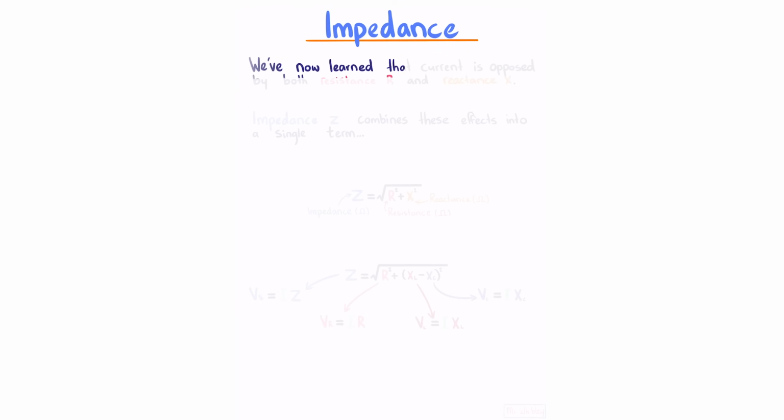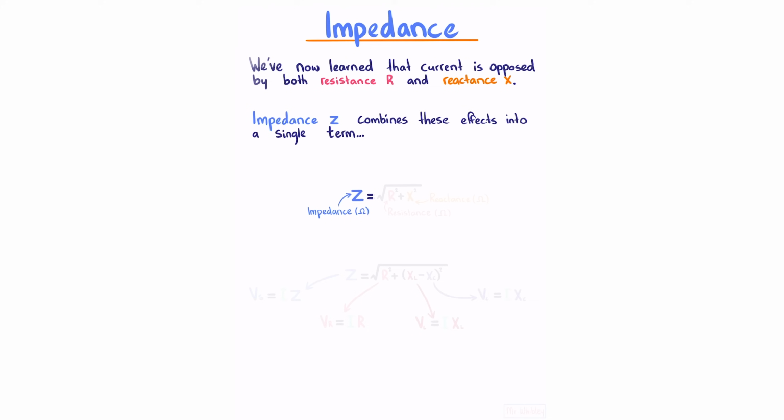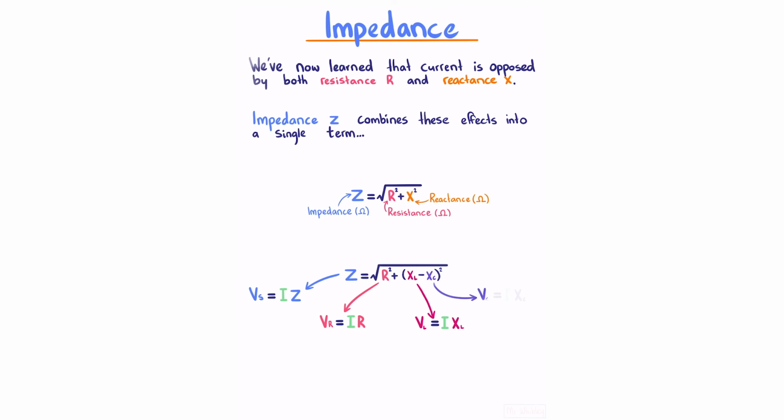Impedance. We have now learned that current is opposed by both resistance and reactance. Impedance combines these effects into a single term. Our impedance, given the symbol Z, is equal to the square root of our resistance squared plus our reactance squared. Because our inductor reactance and capacitor reactance are in opposite directions, our reactance is equal to XL minus XC, allowing us to make this substitution. Putting these terms into further context, our source voltage is our current times impedance, our resistor voltage is our current times our resistance, inductor voltage is our current times inductor reactance, and capacitor voltage is our current times capacitor reactance.